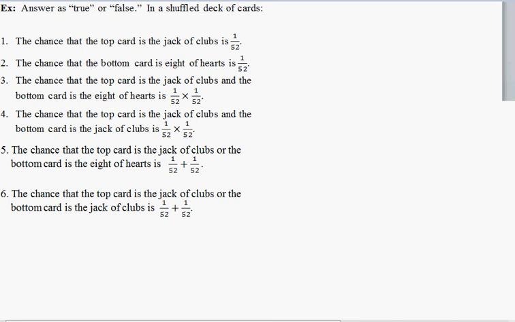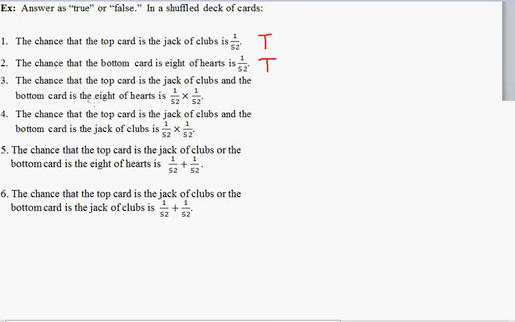Okay, let's take a look at this problem. Answer true or false. If we have a shuffled deck of cards, the chance that the first card is the Jack of Clubs is indeed 1 out of 52, and the chance that the bottom card is the 8 of Hearts is 1 out of 52 as well.